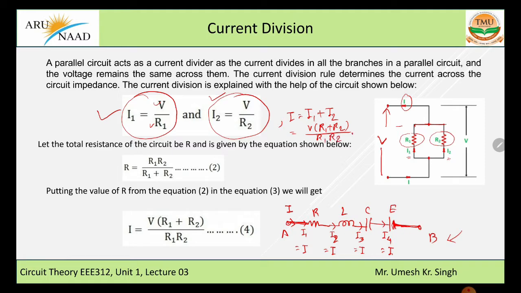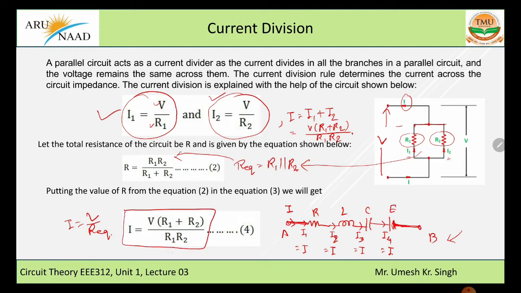We can also solve by calculating the equivalent resistance. The equivalent resistance of this circuit, R equivalent, is R1 in parallel with R2, so R1 R2 divided by R1 plus R2. Simply, I is equal to V upon R equivalent. Putting in the value of R equivalent, we get the answer, and you can see that this answer and the earlier answer are both the same. So it doesn't matter in which manner we solve, the answer will always be the same.